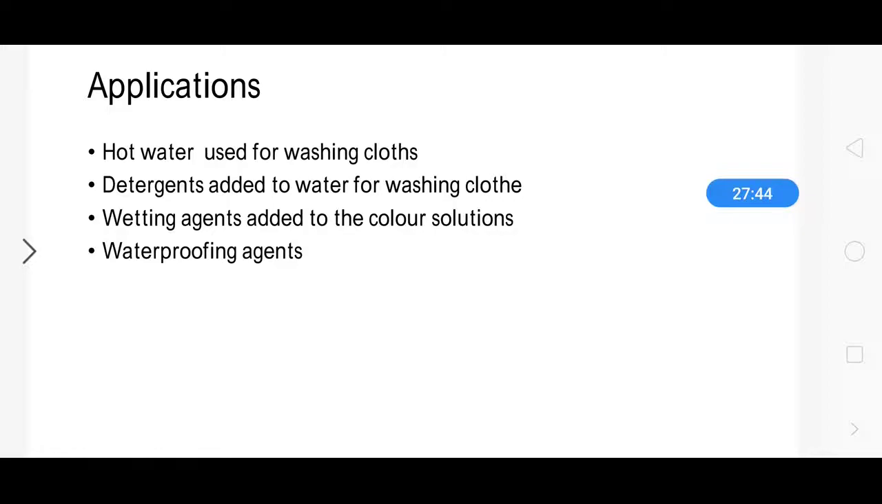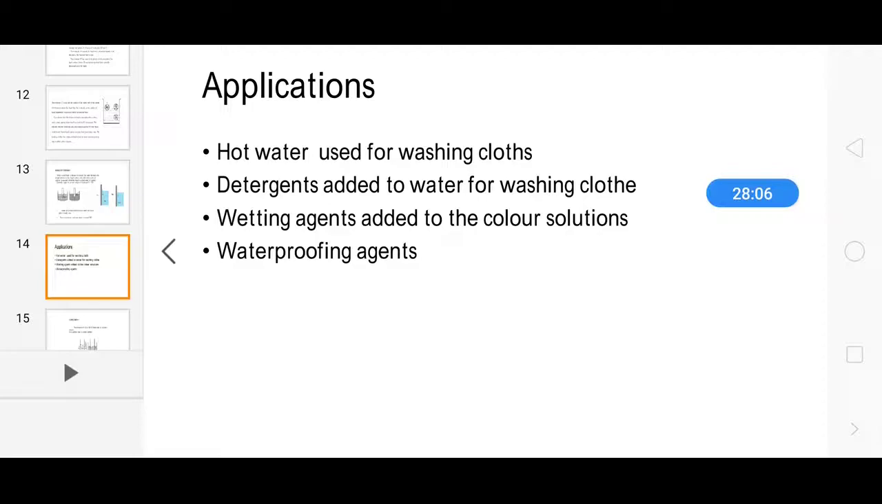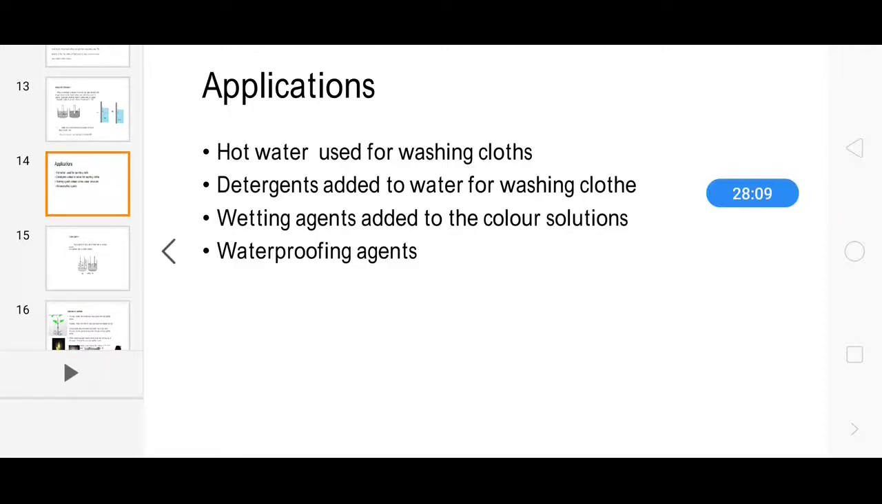Okay, and generally waterproofing agents are used in painting houses, in paints. Why? Because the angle of contact is more, so easily we can paint the house. So these are the applications. By knowing the angle of contact, based on that angle of contact we can use a waterproofing agent or wetting agents depending on the situation. So we know where we can use waterproofing and where we can use wetting agents.